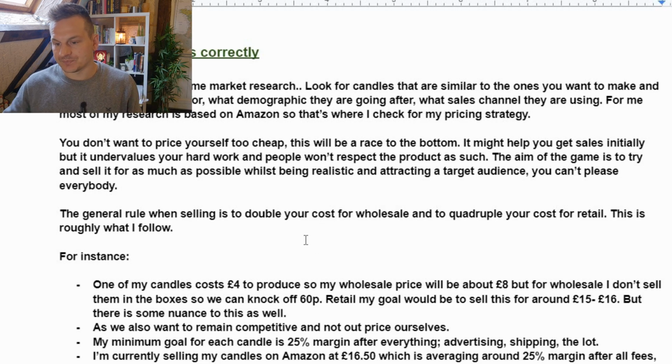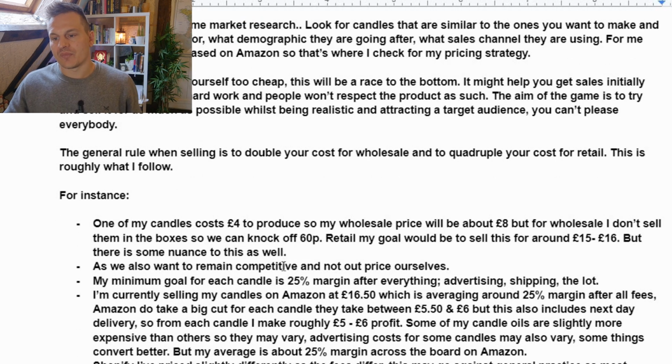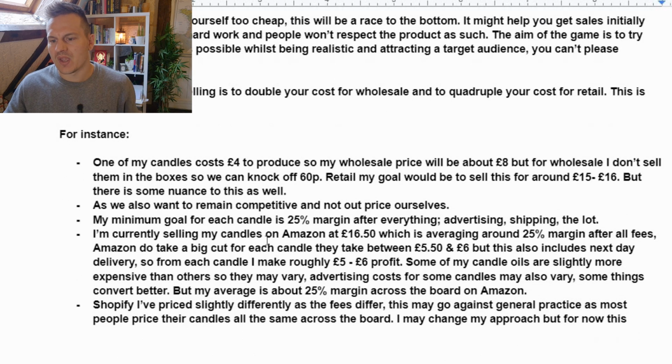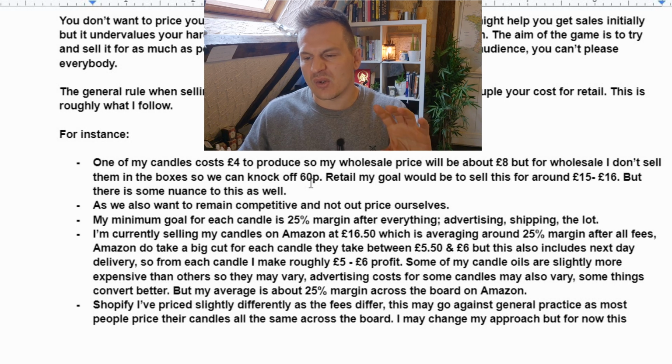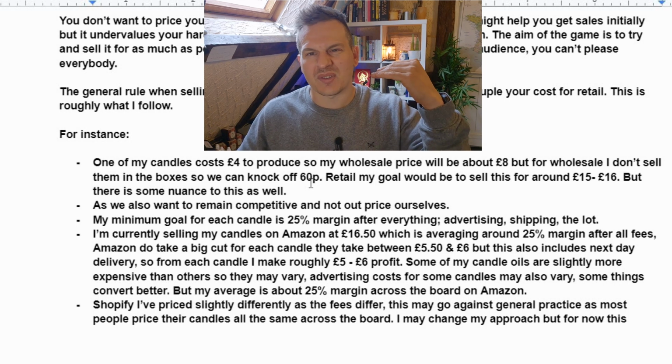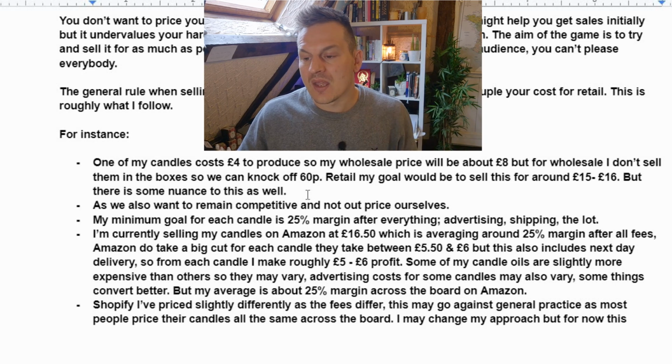That's the main thing. So the general rule for selling is to double your cost for wholesale and to quadruple your cost for retail. This is roughly what I follow. For instance, one of my candles costs about £4 to produce, so my wholesale price for that is about £8. But when I sell my wholesale candles to shops and stuff, I don't send them in the boxes, so I can knock off about 60p to £1 per wholesale price. So it means I can probably sell it for £7.50.